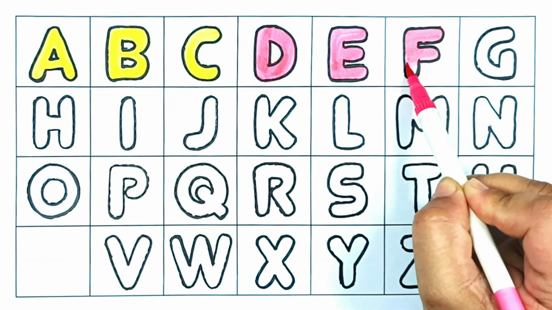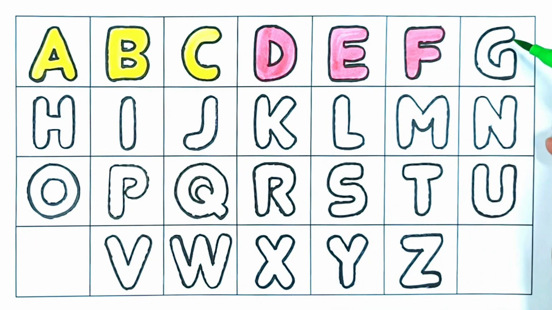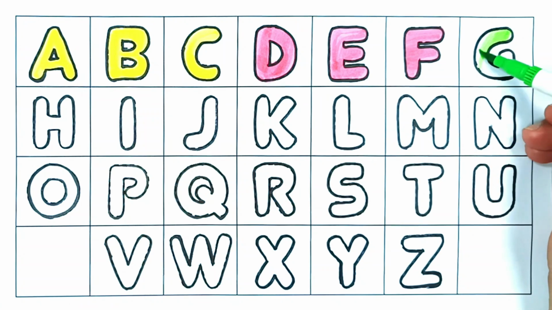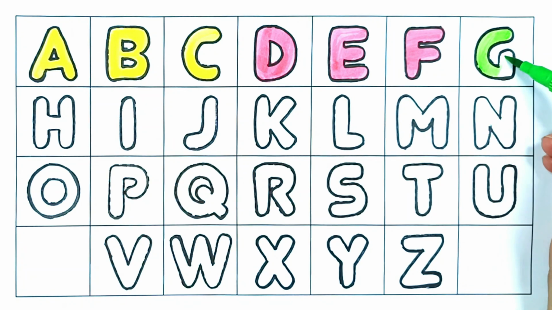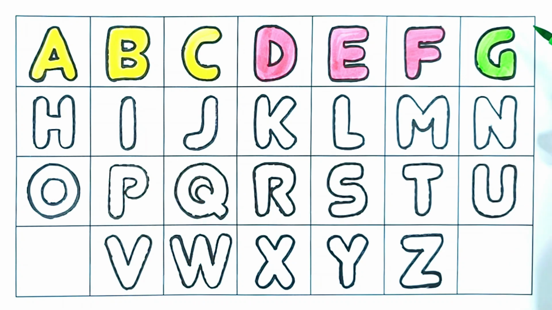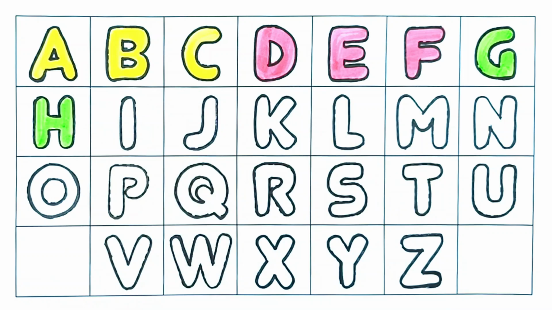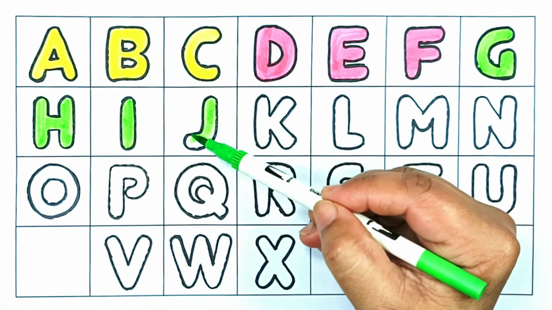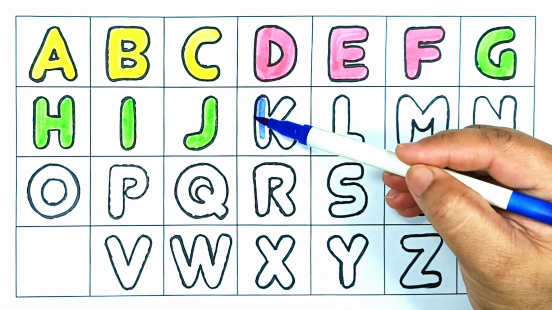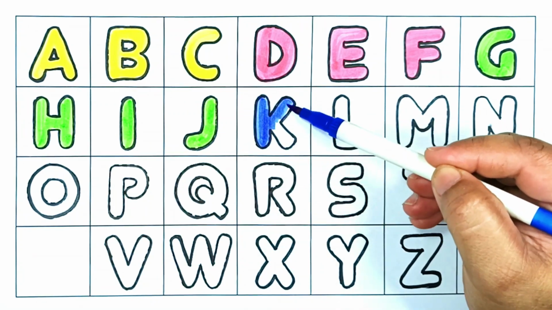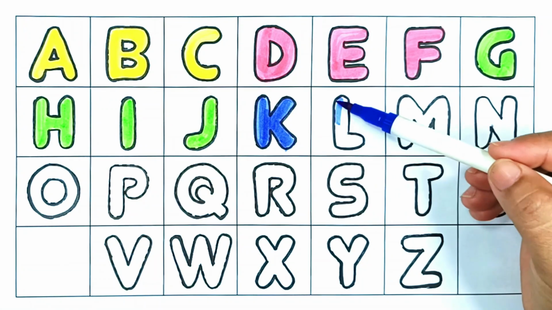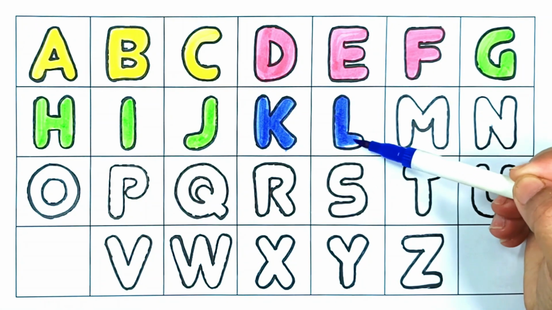F for frog. F for frog. G for glass. G for glass. H for hat. H for hat. I for igloo. I for igloo. J for jam. J for jam. K for kite. K for kite. L for lamb. L for lamb.